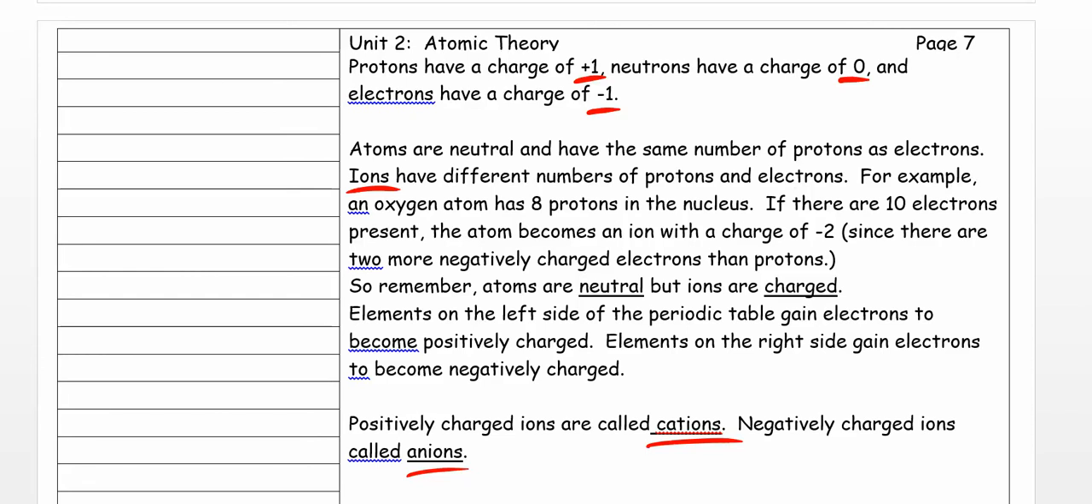Folks, just a quick correction to make on your notes. Here it says on this line, elements on the left side of the periodic table gain electrons to become positively charged. They don't gain electrons, they lose electrons. So change that on your notes. They lose electrons to become positively charged. And then this is correct. Elements on the right side of the periodic table will gain electrons to become negatively charged.